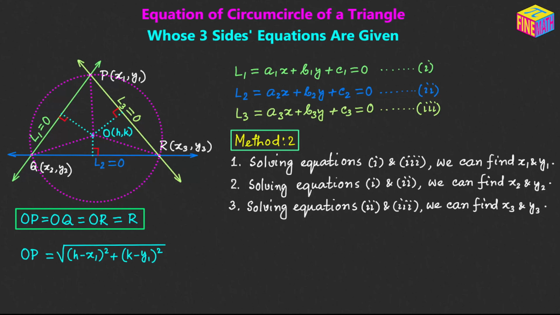First, let's try to find out what is the value of OP. Well, OP can be written like this: square root of (h minus x sub 1) squared plus (k minus y sub 1) squared.